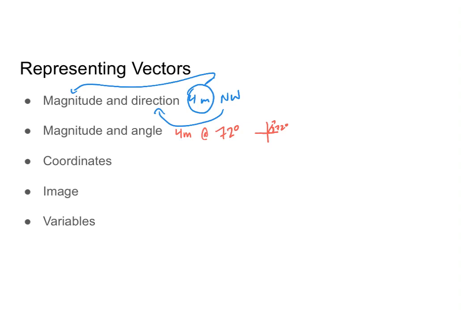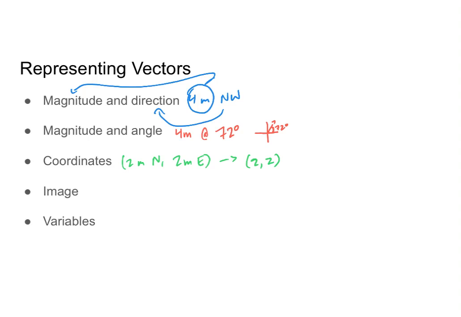Next, we could use coordinates. So for example, I could walk 2 meters north and then 2 meters east. Or, as we sometimes represent this, 2, 2. So 2 steps along the x-axis, 2 steps along the y-axis. So you can see here I kind of flip my x and y. We're not going to worry too much about that.